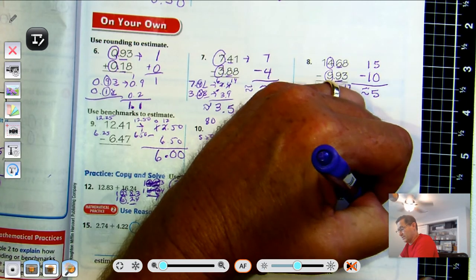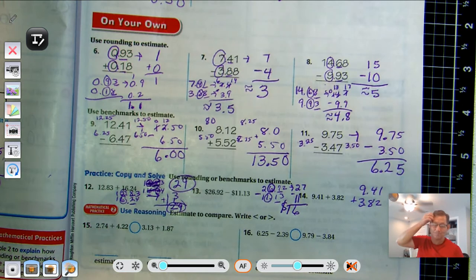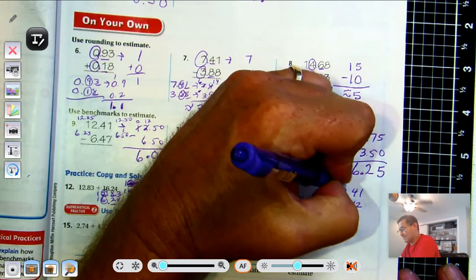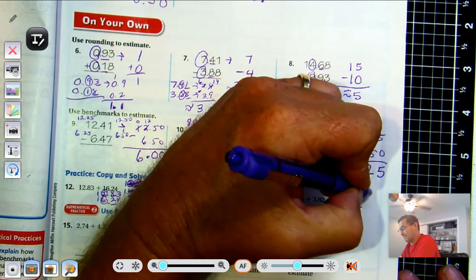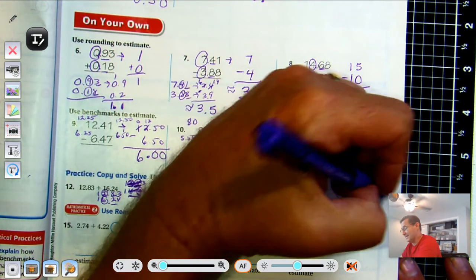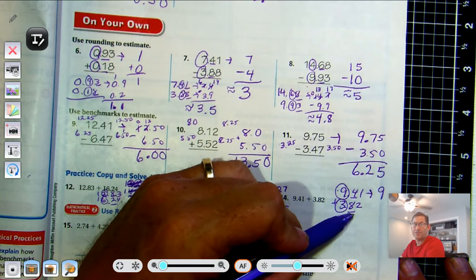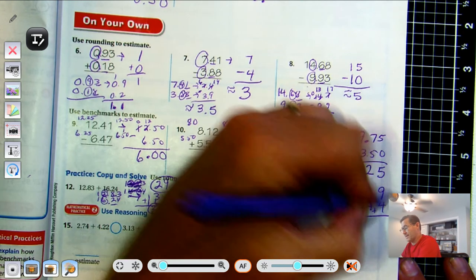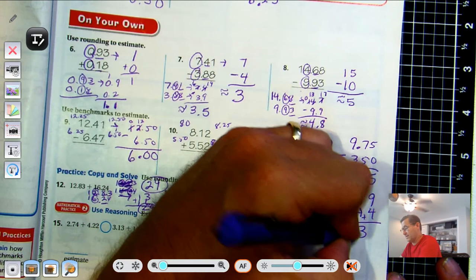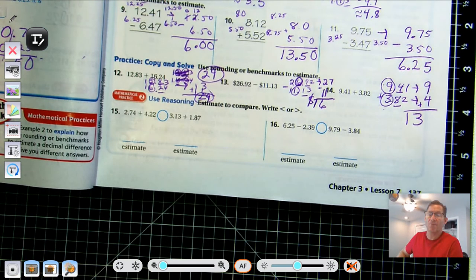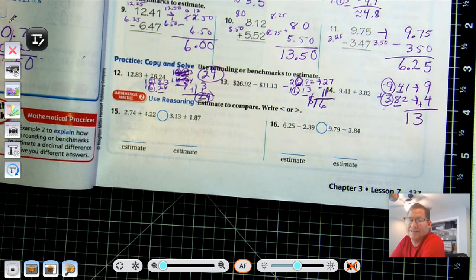9.41 plus 3.82. Okay, I can round 9 and 41 hundredths to 9, and 3 and 82 hundredths. The 8 is greater than 5, so round the 3 up by 1. Add those together, 9 and 4, we get about 13. Okay. If you rounded, if you use benchmarks, you might have slightly different estimates than me. That doesn't mean it's incorrect.